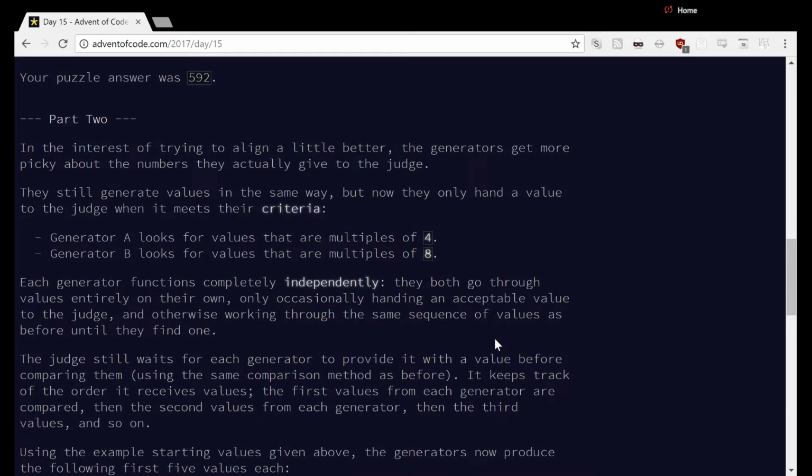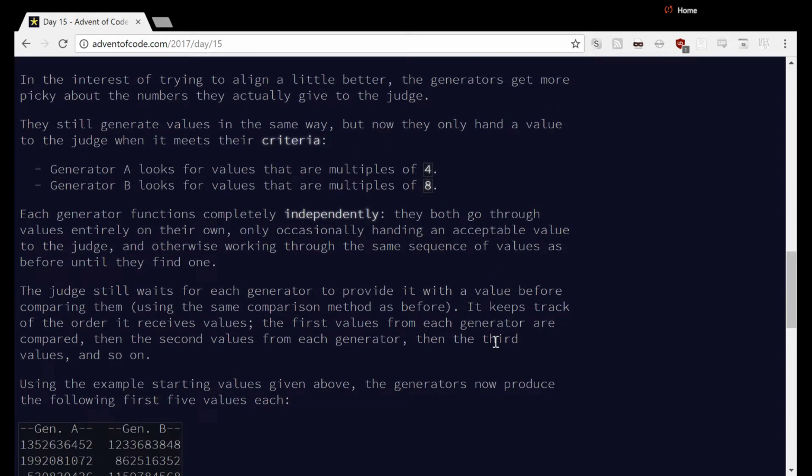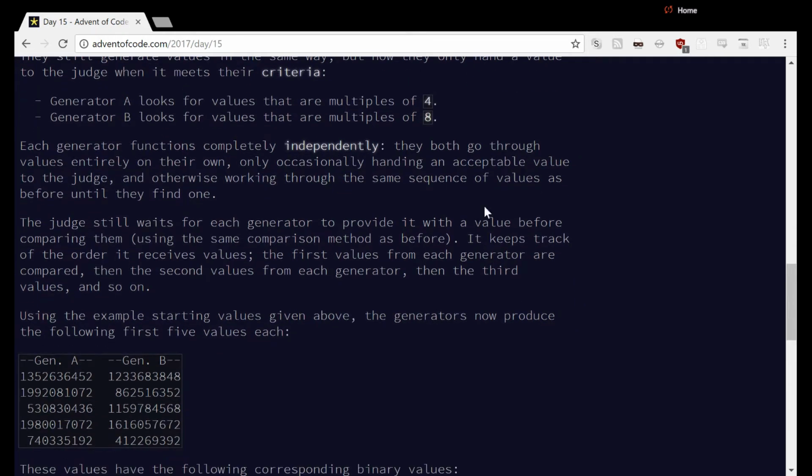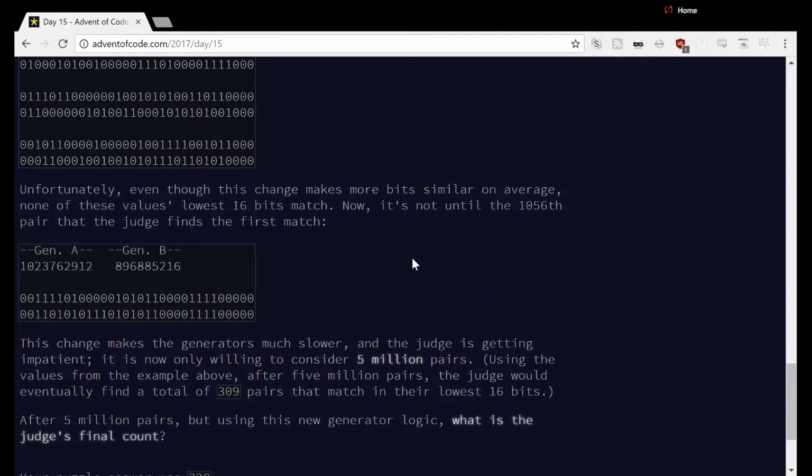Each generator functions completely independently. They both go through values entirely on their own, only occasionally handing an acceptable value to the judge, and otherwise working through the same sequence of values as before until they find one. And the judge still waits for each generator to provide it with a value before comparing them, using the same comparison method as before. It keeps track of the order it receives values. The first value from each generator is compared, and then the second value from each generator, and then the third, and so on. And then it still does the same thing of comparing their bottom 16 bits.